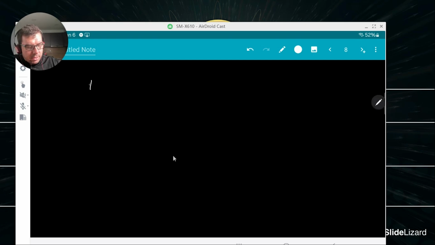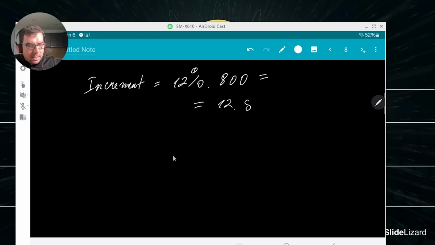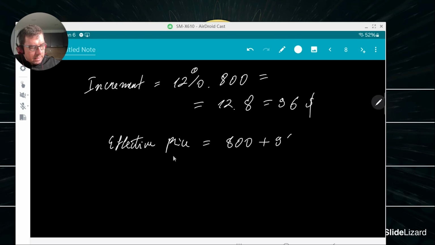So if we calculate the increment, this is 12% of 800, which is the same as 12 times 8, which is 96 USD. And therefore, to find the effective price, I need to add the increment to the old price, right? So the effective price is going to equal 800 plus 96, which is $896. And that's the answer.